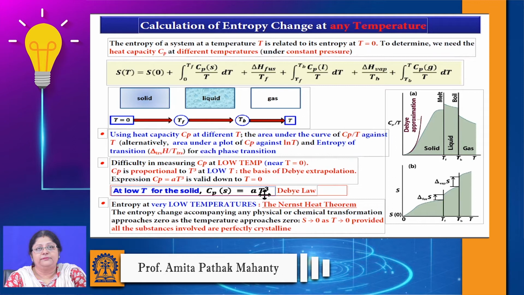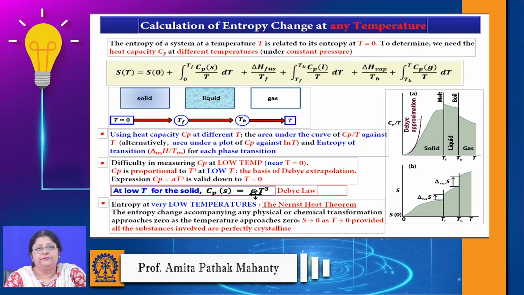So entropy at very low temperatures is known as the Nernst heat theorem, and that's the part of the third law, which states that the entropy change accompanying any physical or chemical transformation approaches zero as the temperature approaches zero. That means as the temperature approaches zero, the entropy of the solid is going to approach zero, provided all substances involved are perfectly crystalline.